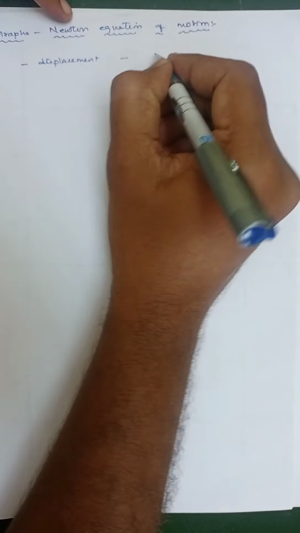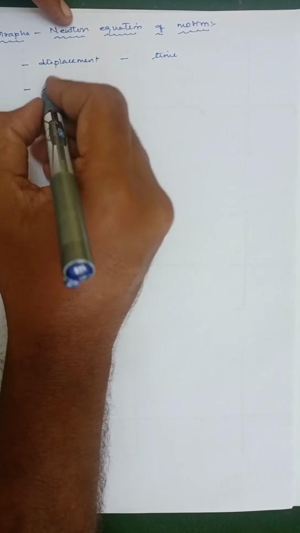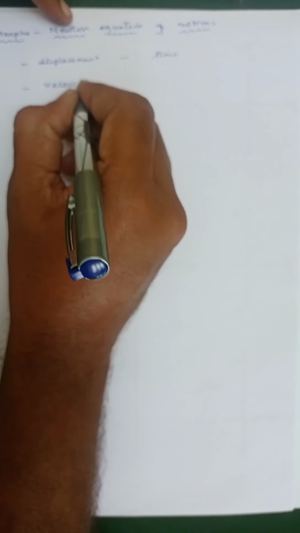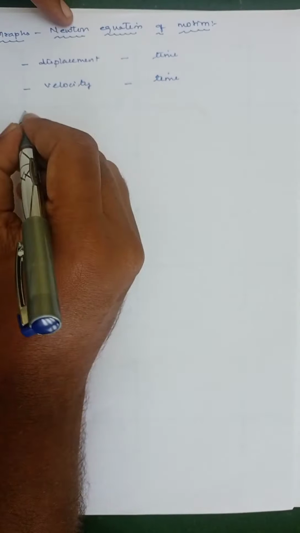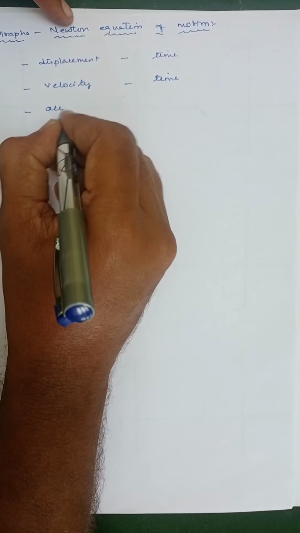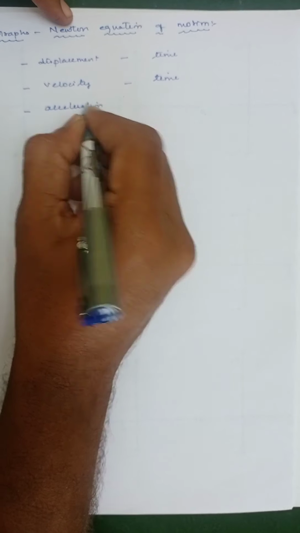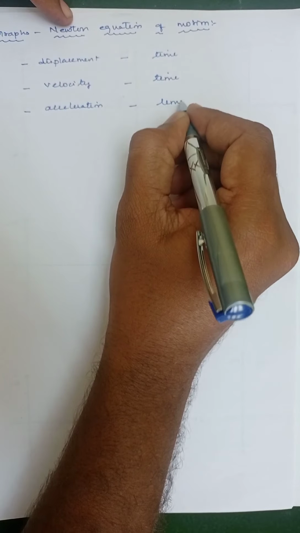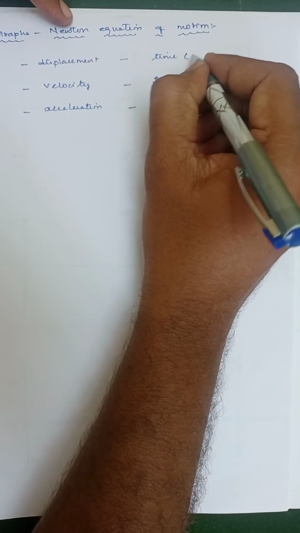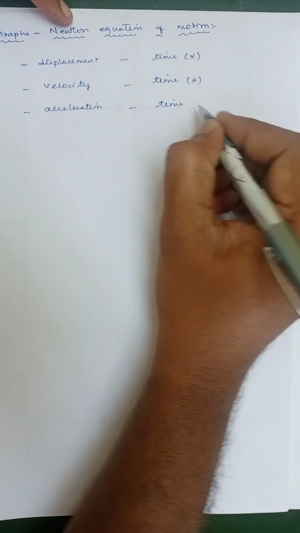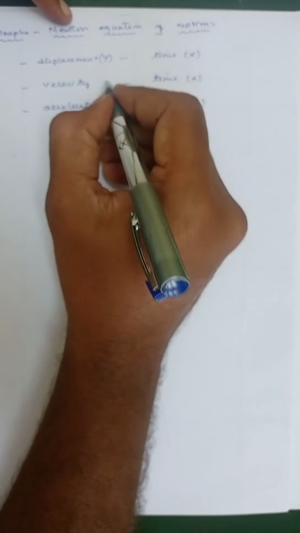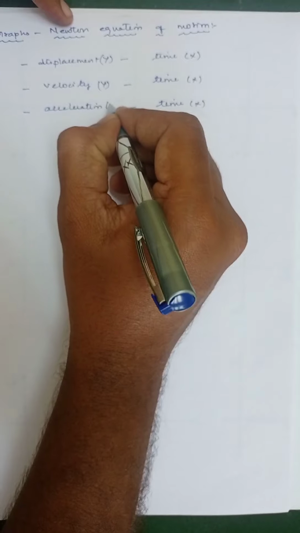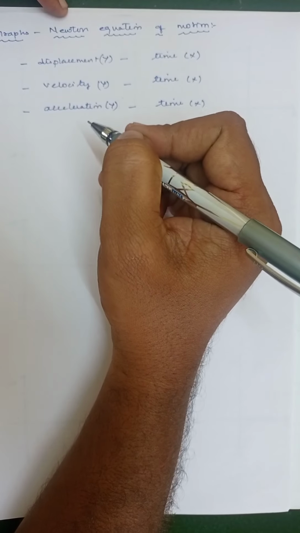displacement-time graph, the second one is velocity-time graph, and the third one is acceleration-time graph. For these, time is the x-axis, and displacement, velocity, acceleration are on the y-axis.